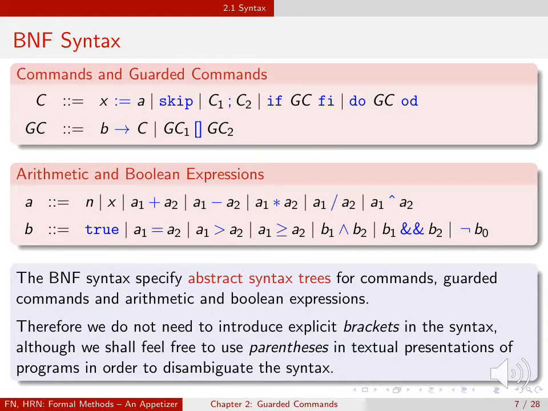As already said, the BNF expresses abstract syntax, that is, the form of syntax trees. So there is no need to be explicit about parentheses and brackets. We can just write them freely to indicate how the tree is supposed to look.